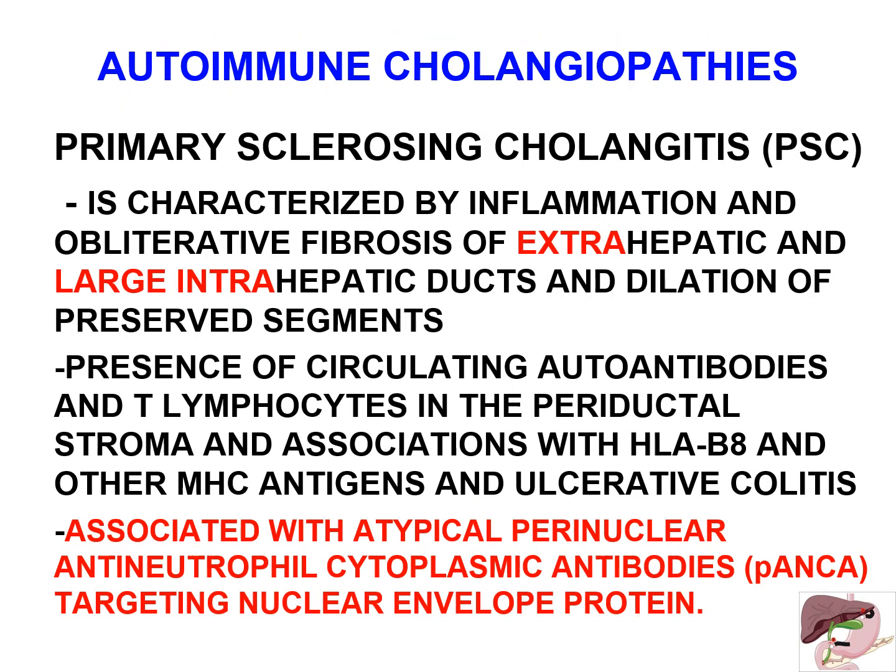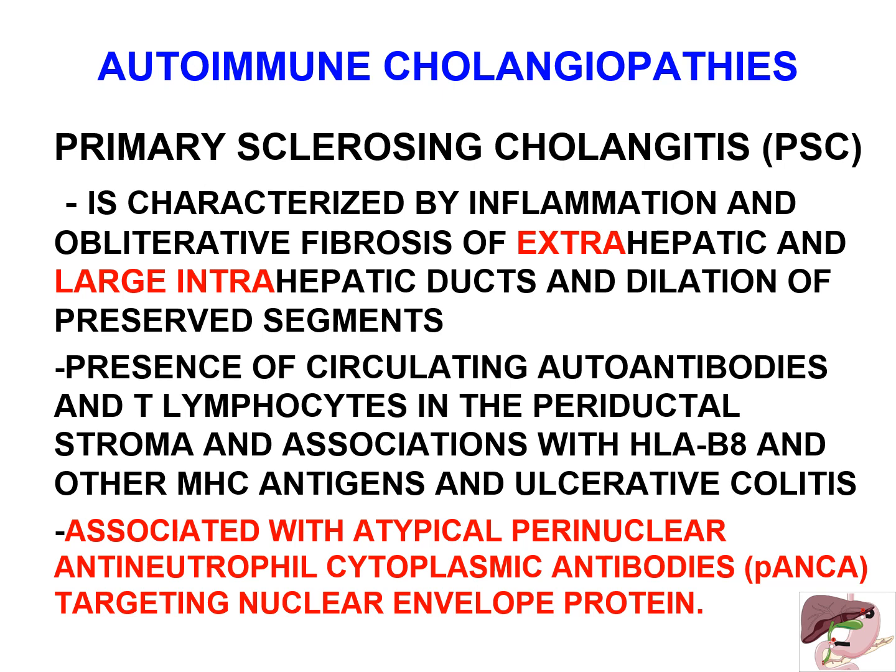The other autoimmune cholangiopathy is primary sclerosing cholangitis, or PSC. PSC is characterized by inflammation and obliterative fibrosis of extrahepatic and large intrahepatic ducts and dilatation of preserved segments. The presence of circulating autoantibodies and T lymphocytes in the periductal stroma, and association with HLA-B8 and other MHC antigens and ulcerative colitis, all support the idea that PSC is an immunologically mediated process.